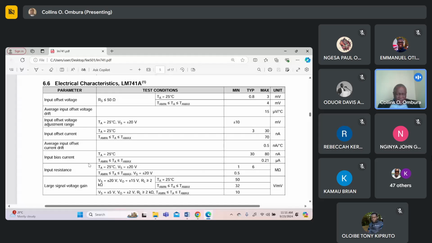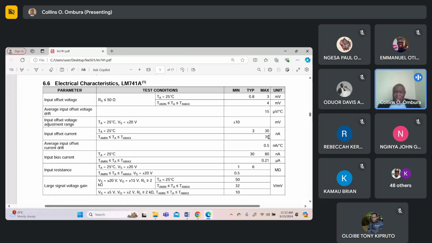They didn't include it. Okay, there's some parameters here. Let's see input offset current here. This is characteristic number 1 from the top left, 1, 2, 3, 4. Input offset current at 25 degrees centigrade ranges from 3 to 30 nanoamperes, and the maximum is 17 nanoamperes.